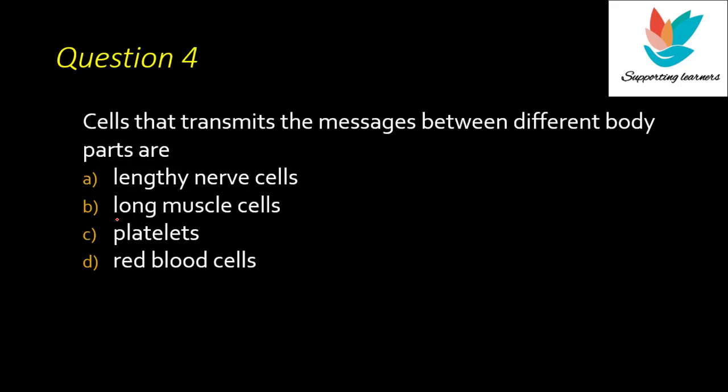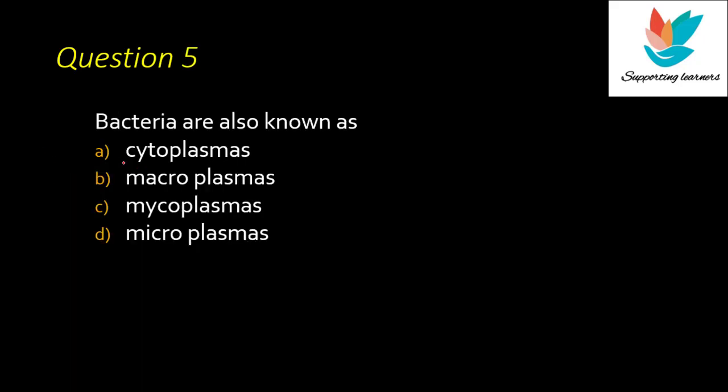Question number 4. Cells that transmit the message between different parts of the body are A, lengthy nerve cells, B, long muscle cells, C, platelets, and D, red blood cells. So we have just discussed that nerve cells, they transmit the message. So the answer is A, lengthy nerve cells. Question number 5. Bacteria are also known as A, cytoplasmas, B, macroplasma, C, mycoplasma, and D, microplasma. So the answer is C, mycoplasma.